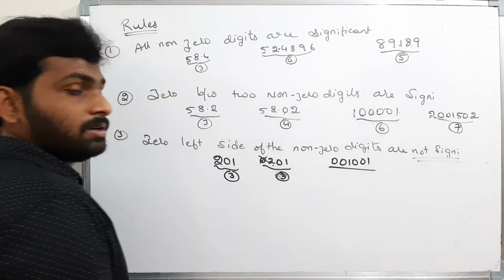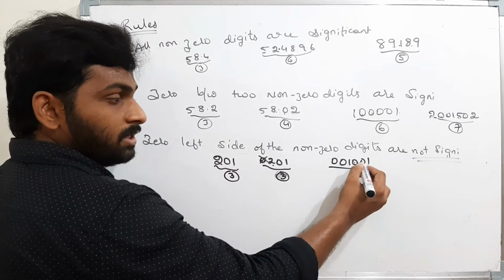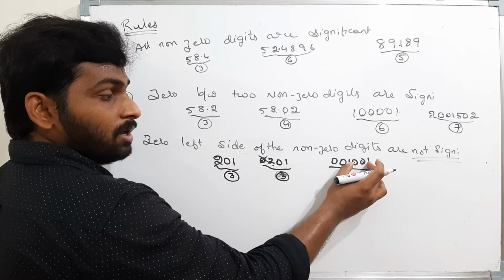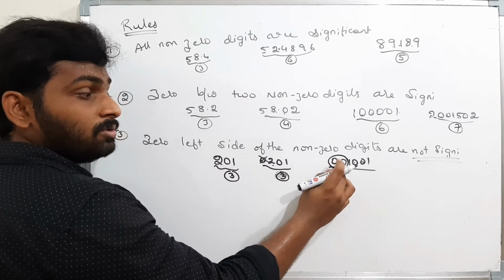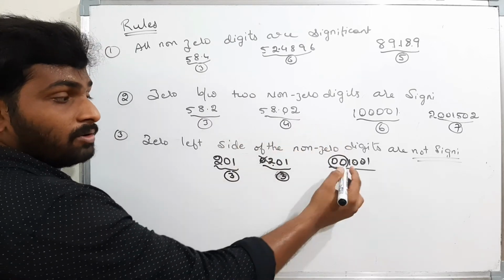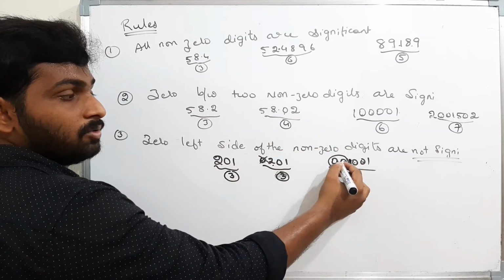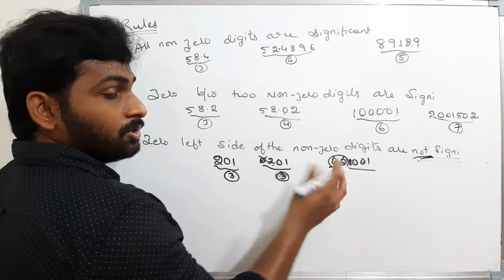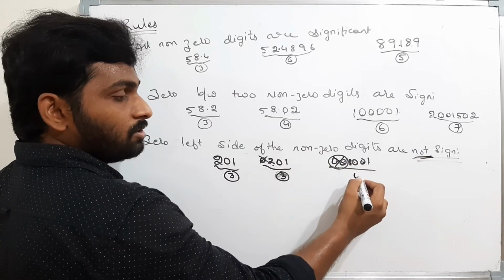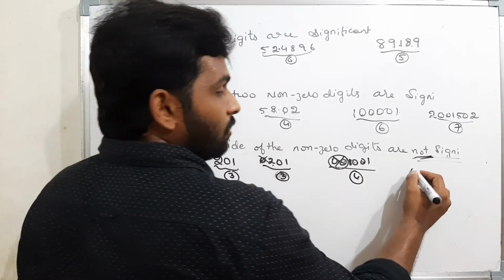Now, tell me. 0, 0, 1, 0, 0, 1. How many significant figures? These two zeros are significant figures. Why? Because they are between non-zero digits. But these two zeros are entirely on the left side of a non-zero digit. Therefore, these two are not significant. We should not count these two. Therefore, 1, 2, 3, 4. 4 significant figures.